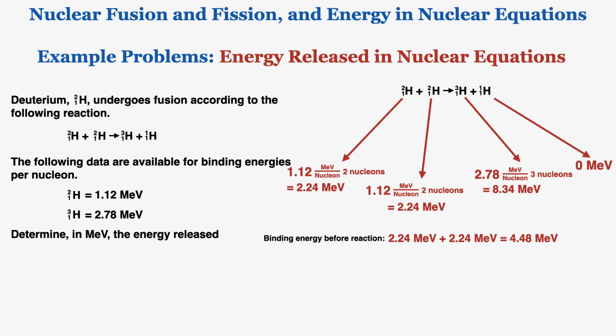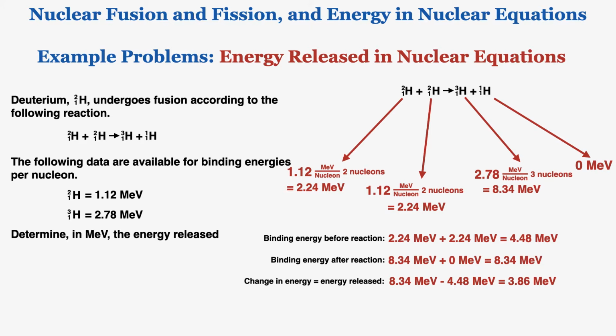So I can see that the total binding energy before the reaction is 4.48 mega electron volts, and after it's 8.34 mega electron volts. So that means that these particles had to release additional binding energy in order to bind together. So just subtracting before from after, I can see that the total binding energy released is going to be 3.86 mega electron volts. So that's how much energy was released in this fusion reaction.